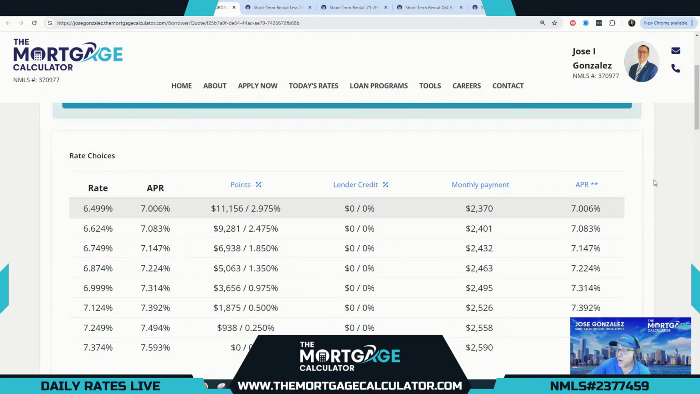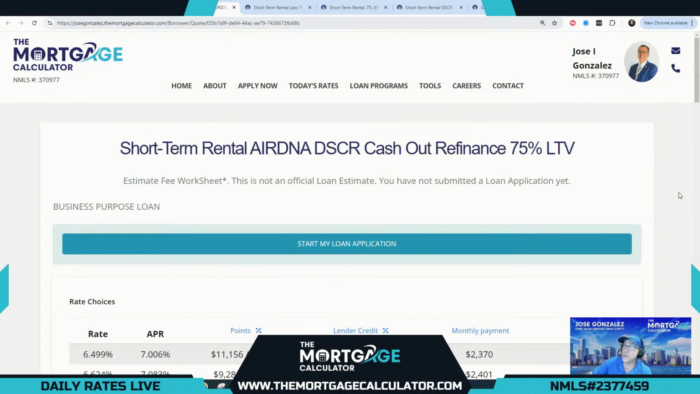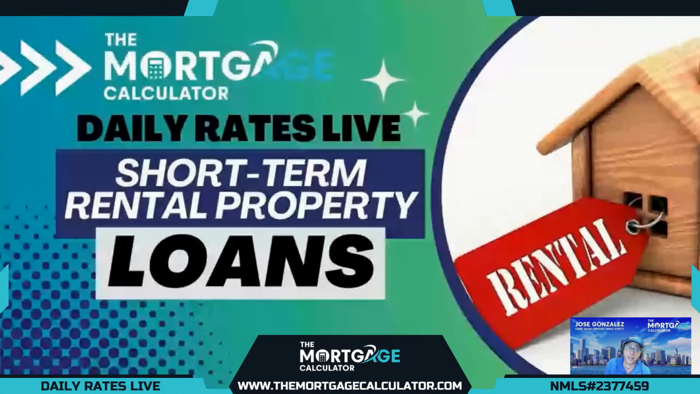And if the borrower can provide documentation showing that it was just put into service, then you are able to use AirDNA, which is an amazing option. 7.374 with a lender credit of 0.025 points, and you can buy that down all the way to 6.499 at a cost of 2.975 points. Of course, all the other regular DSCR cash out refi options are also available. Just wanted to highlight this one for you, which is the cash out option, max LTV using AirDNA. So look towards the Mortgage Calculator for all your short-term rental property needs.